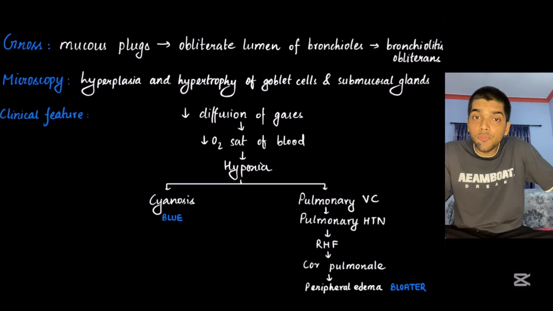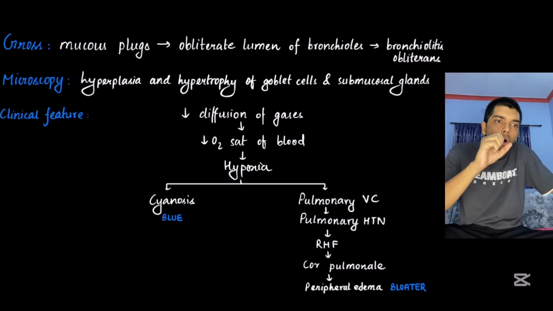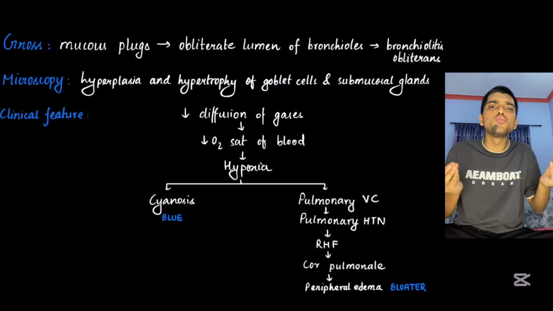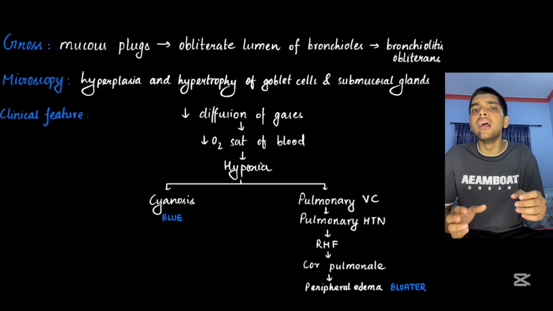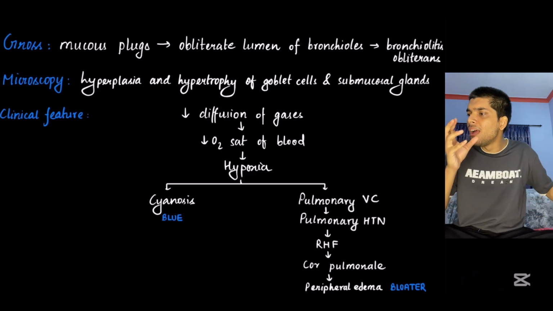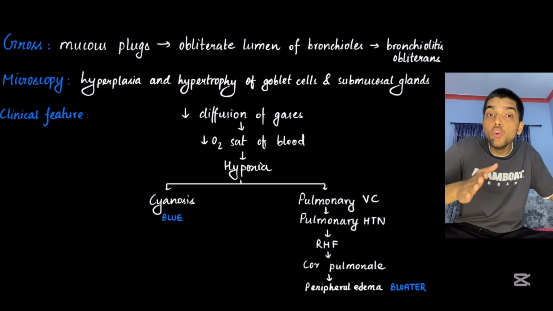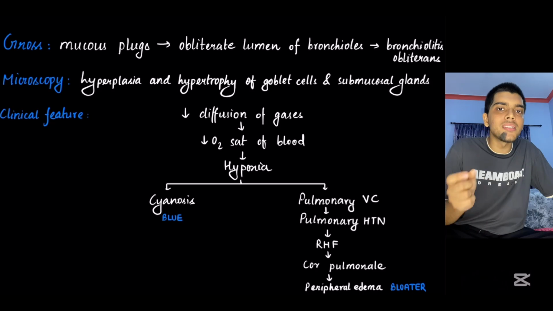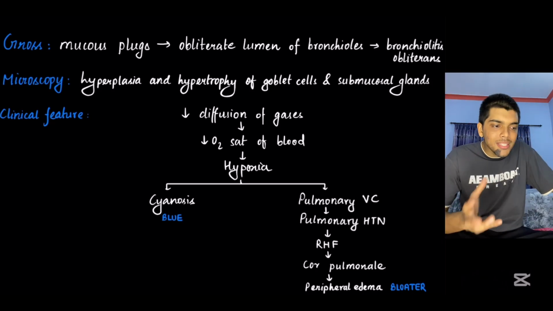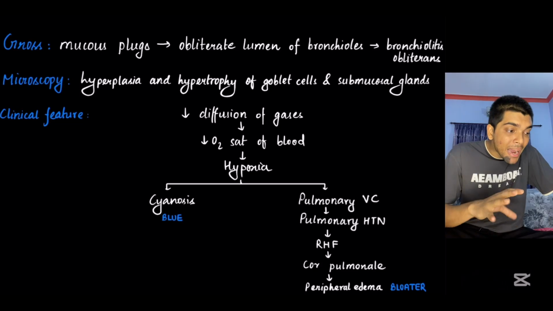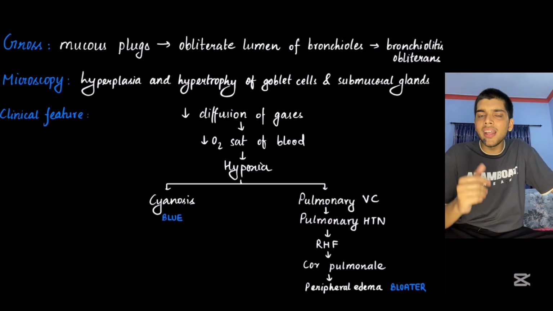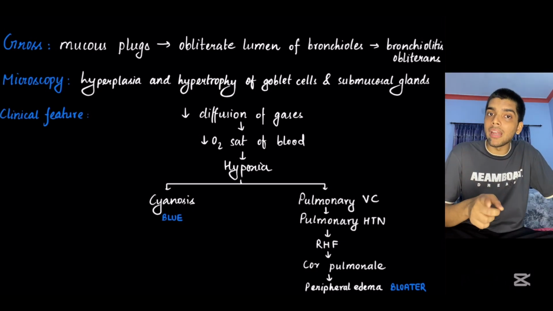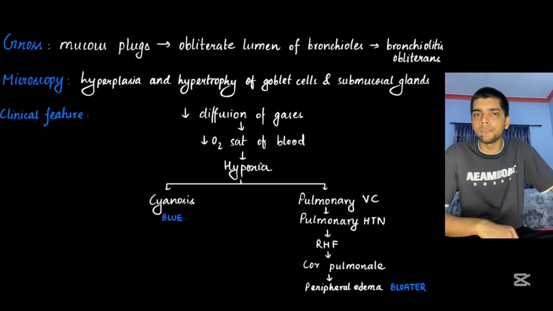Okay, as for gross, you can see that the small tubes, the small airways, are filled with mucus. Sometimes they are so much filled with mucus and fibrosis that the lumen of the bronchiole is completely obliterated, which we refer to as bronchiolitis obliterans. Grossly, this is what you see. Microscopy, there is increase in Reed's index due to hypertrophy and hyperplasia of submucosal gland. There is also hypertrophy and hyperplasia of goblet cells.